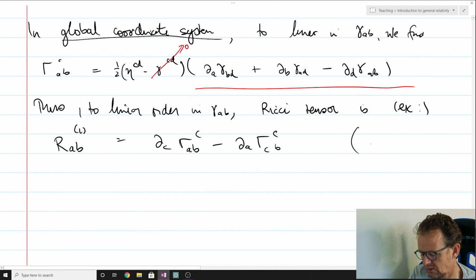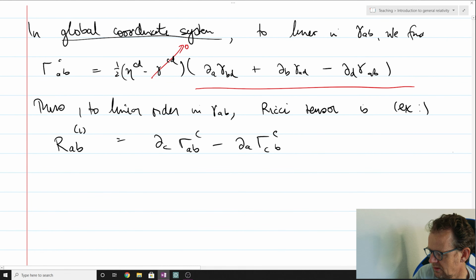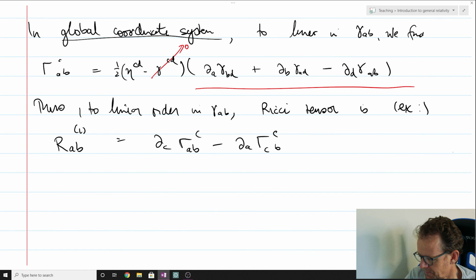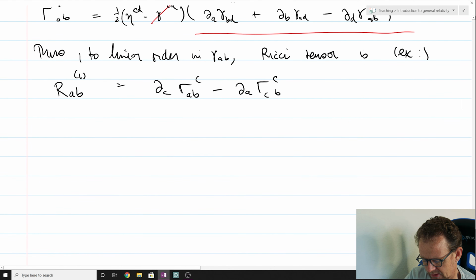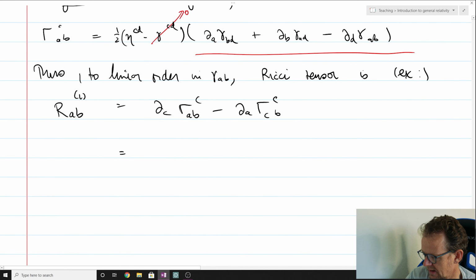You remember, you would usually have some terms involving quadratic expressions of the Christoffel symbols, but they all vanish to linear order, right? Because everything's already to linear order. And so if you square them, then you've got to get 0. So there's the Ricci tensor, and we can now substitute the expression that we have obtained for the Christoffel symbols just above to linear order, and then we get C, and then there's some symmetrized terms.